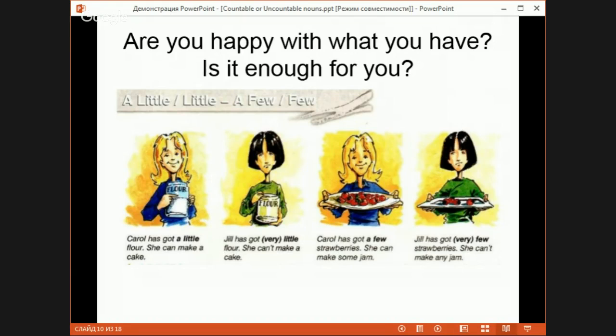The same situation with countable nouns. A few strawberries for Carol means that she can make some jam. She's happy. A few strawberries. Positive. Jill has got very few strawberries. She can't make any jam. Few or even very few. It's negative. Look at her, she's unhappy. Few strawberries without an article. It's not enough for you.